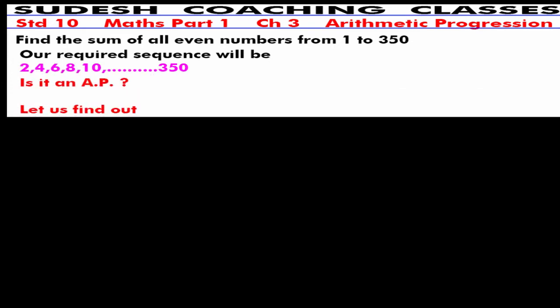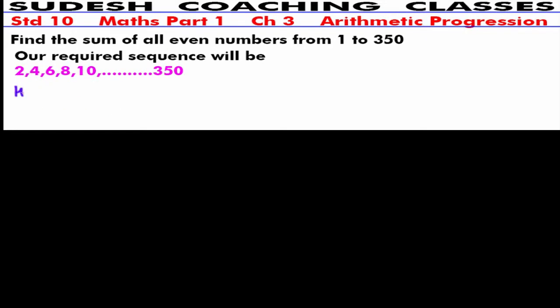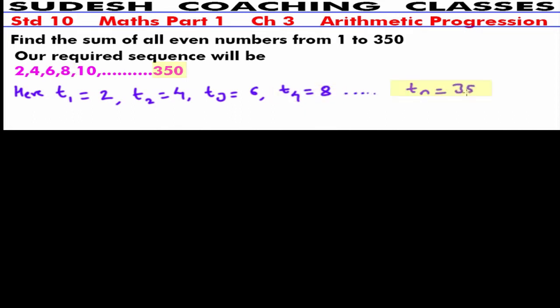Let us find whether this sequence is an AP. Here the first term T1 is 2, a second term is 4, a third term is 6, a fourth term is 8 and so on. What is the last term? The last term Tn is 350.